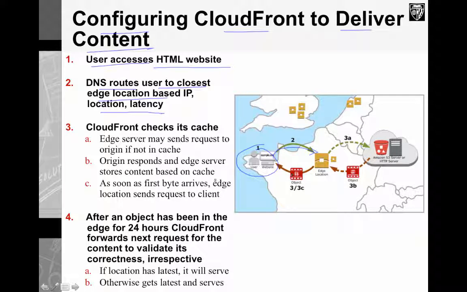The edge server will see if it has the content. If it doesn't have the content, as it says in 3a, the edge server will go to the origin, get the content from the origin, store the content in the local cache, and serve the content back to the user. You've seen this a few times before. Now I'm showing you under the context of AWS CloudFront.